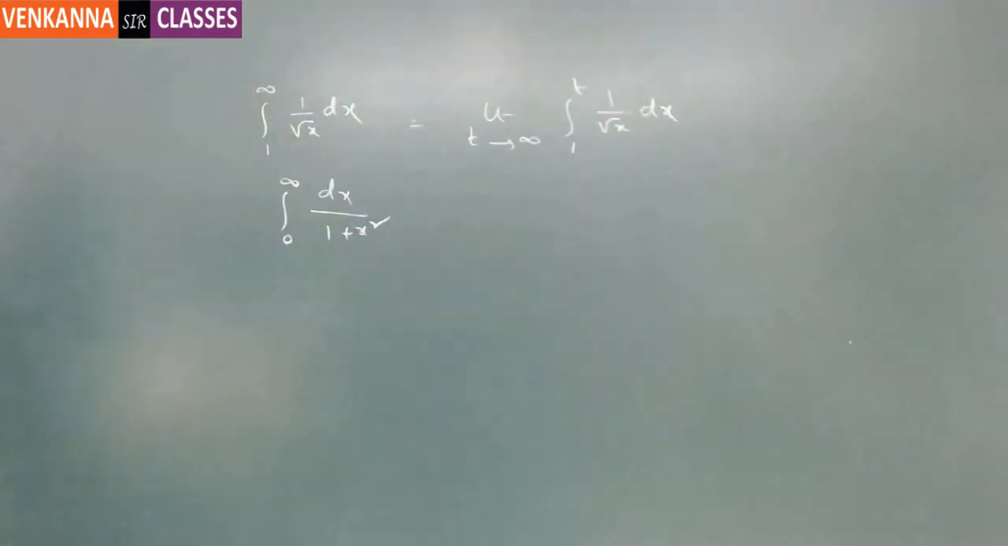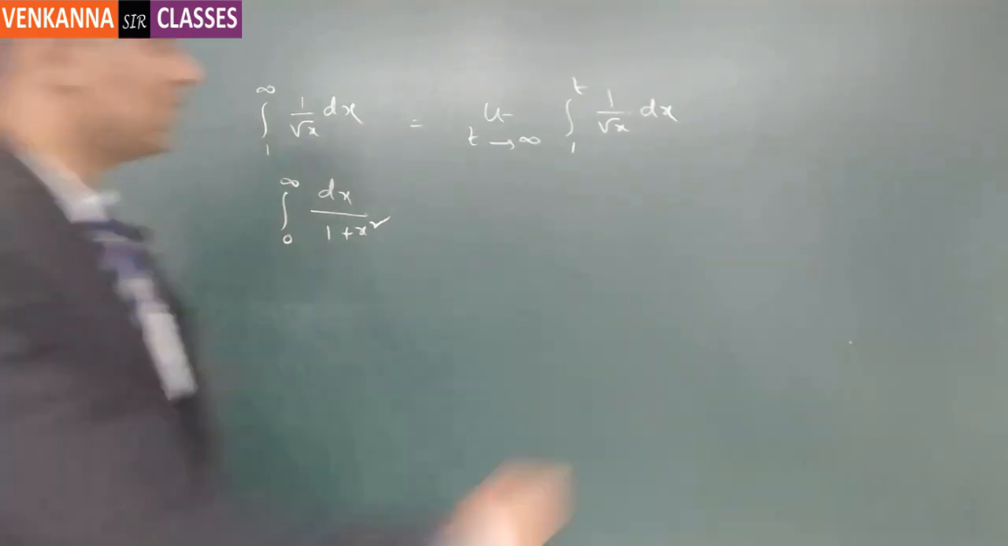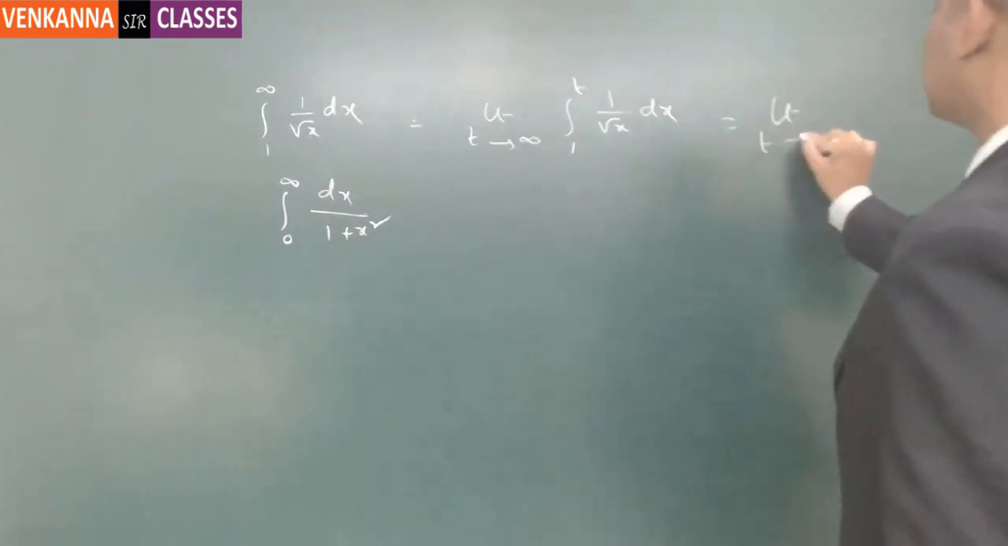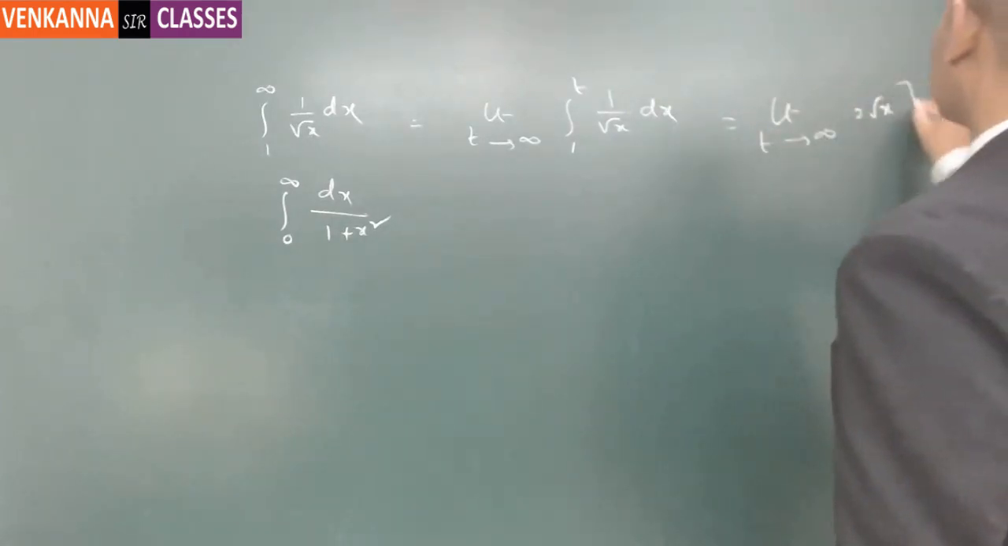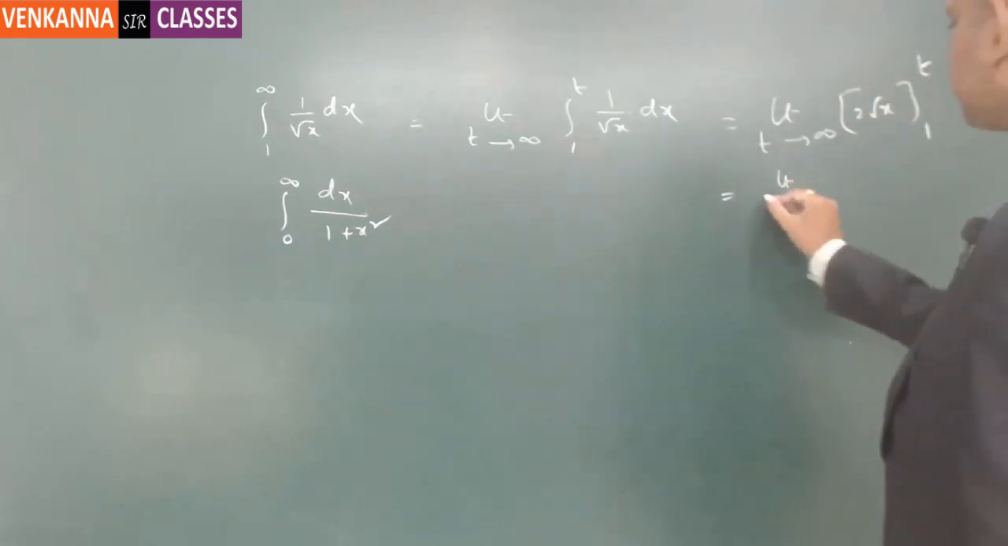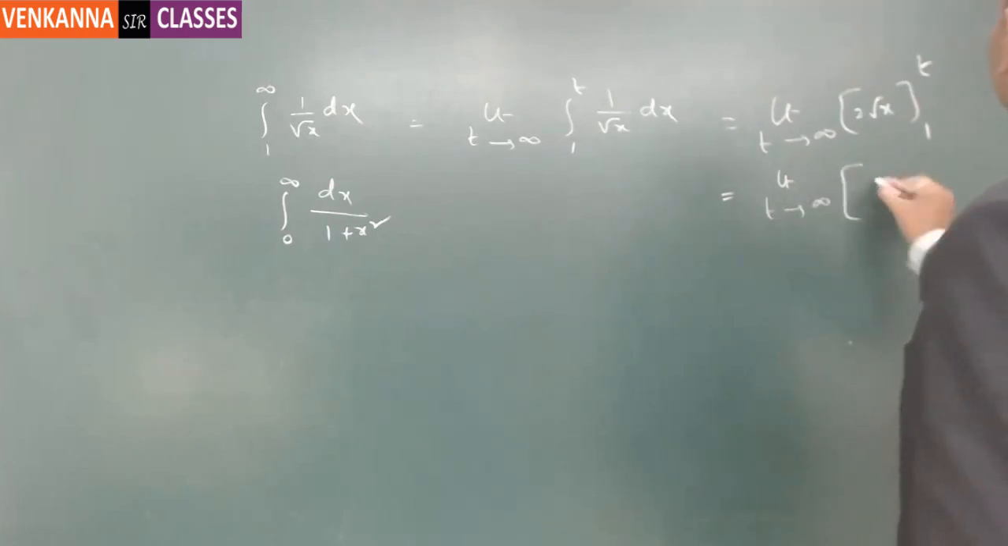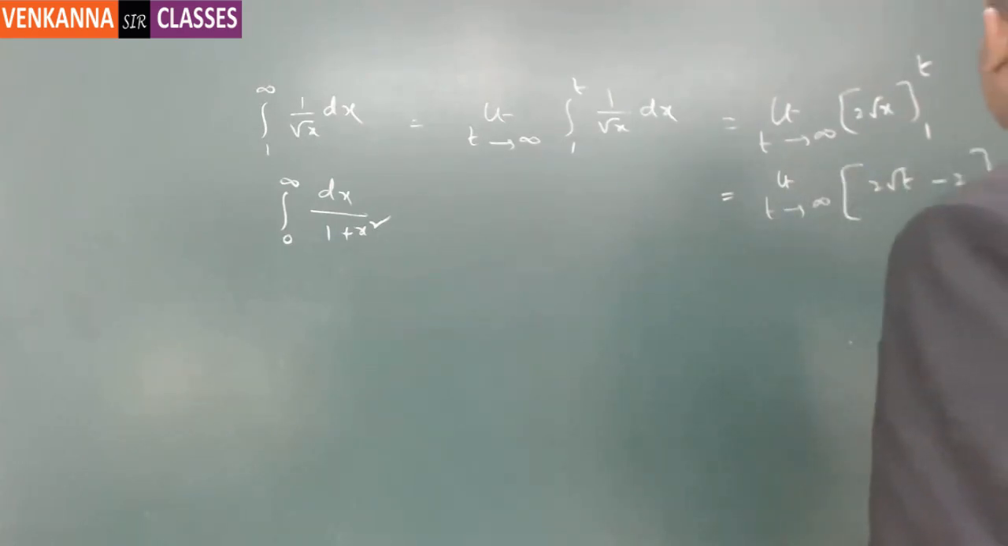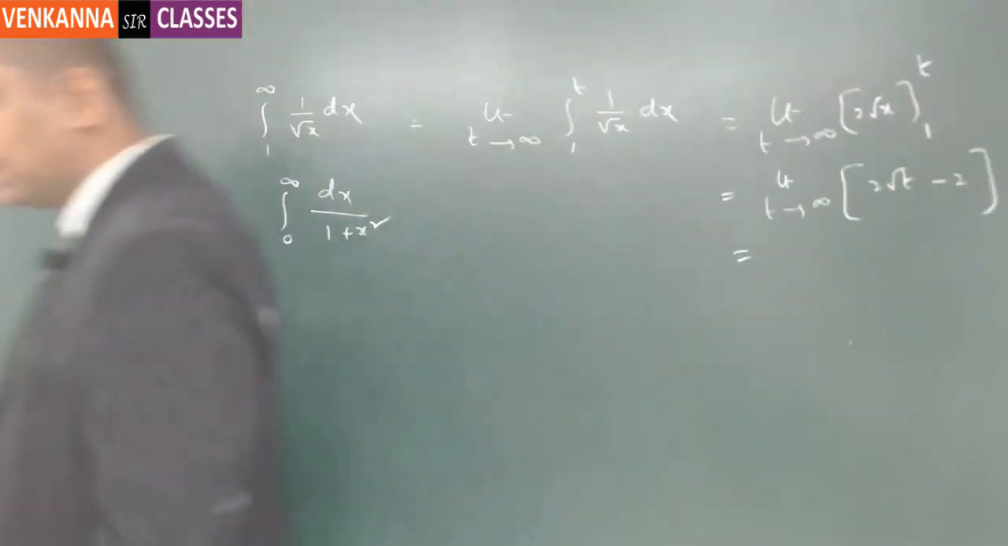Can you say what the integration value of 1 by root x is? It is x power minus 1 by 2, so x power minus 1 by 2 plus 1 by minus 1 by 2 plus 1, so 2 root x. Am I correct? The integration. So this is equivalent to limit t tends to infinity 2 root x between the limits 1 to t. So if you apply the limits, what will be its value? Is it finite or infinite?